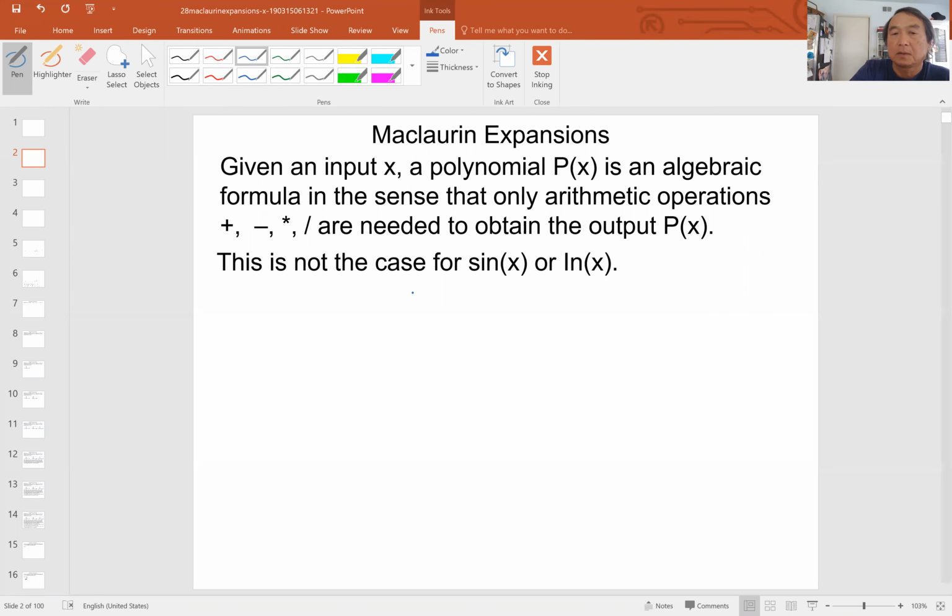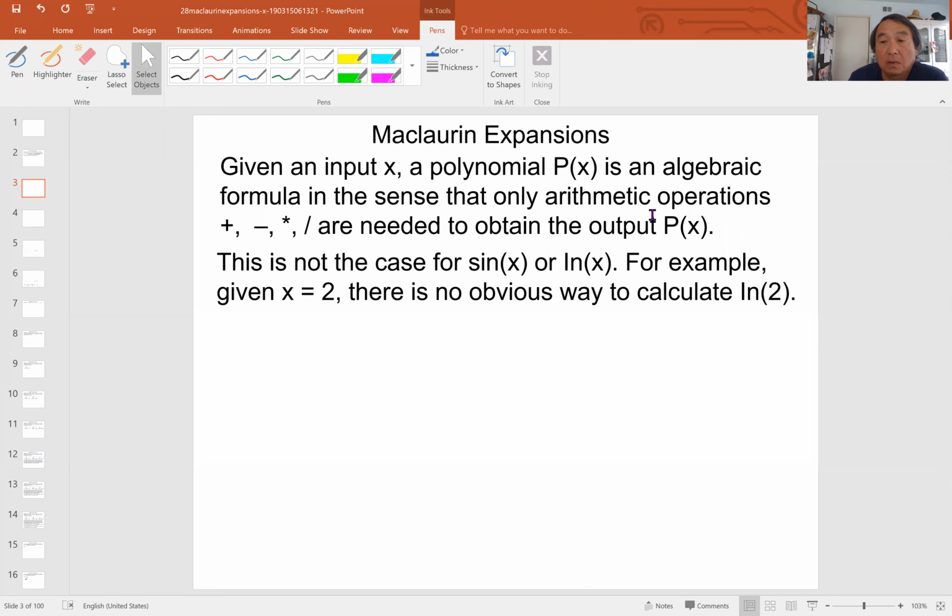Arithmetic operations are a check mark by default, but not for functions like sine of x or log of x. In other words, if I give you a number x equal to 2, it may ask you to compute log of 2. There's no way to take the number 2 and dice it. Well, later on there is a way, but from the outset it seems impossible.